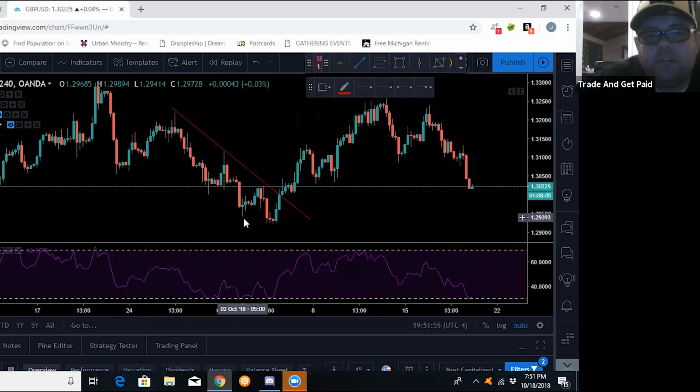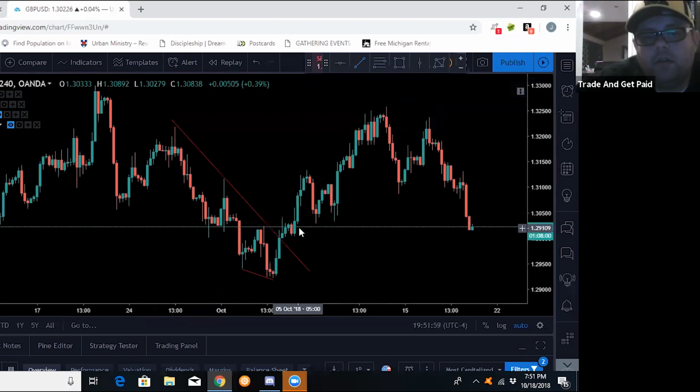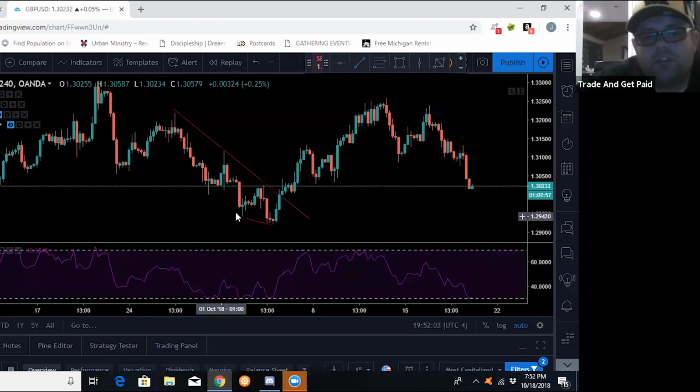Divergence means, which direction is that going? That's going down. This is showing bearish movement. Okay, watch this.